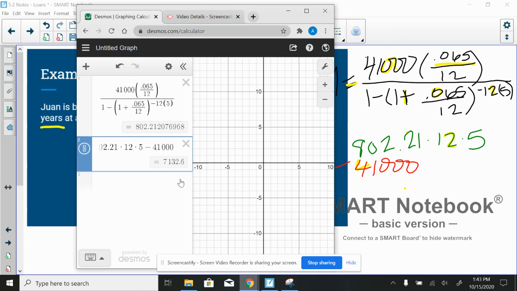And so it looks like over this 5 years at this interest rate, you are paying the bank interest in the amount of $7,132.60.